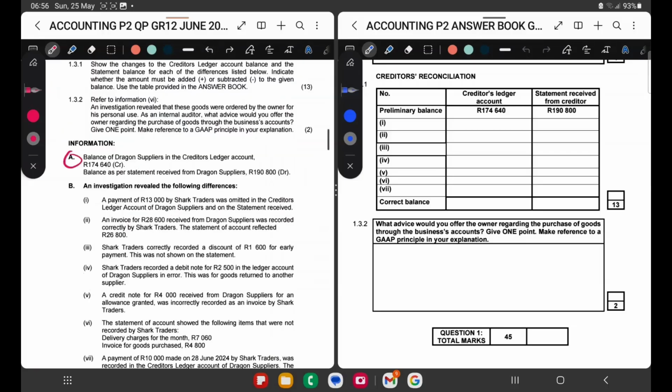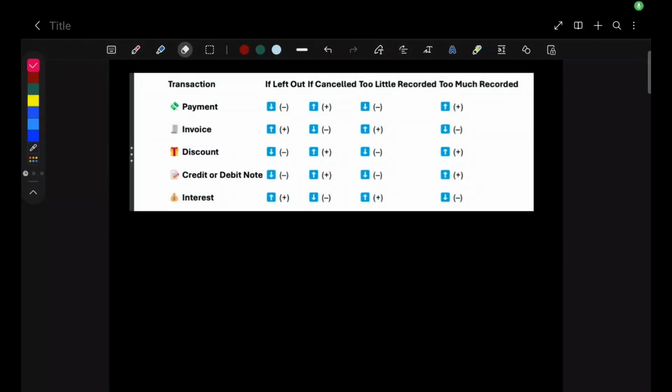When you look at information A, these are the balances. So there are the balances in the ledger account. Can you see it's indicated there? And here is the balance on the statement of Dragon Suppliers. That's indicated there. Before we start with our adjustments, let's quickly go over the tips that we have for doing the creditors reconciliation. This is a little cheat sheet that helps you with creditors reconciliation. It makes it so much easier to understand.